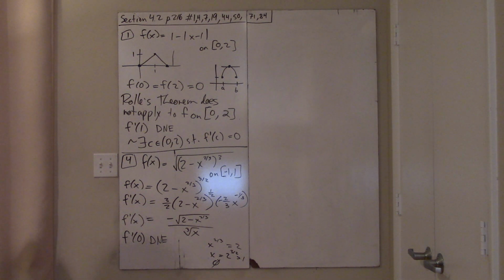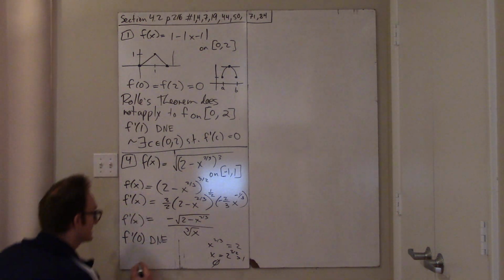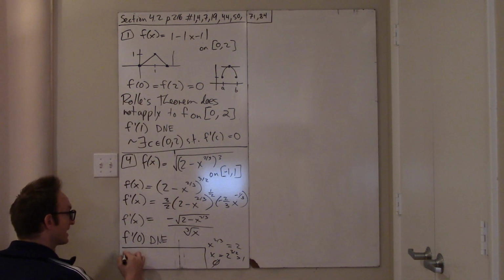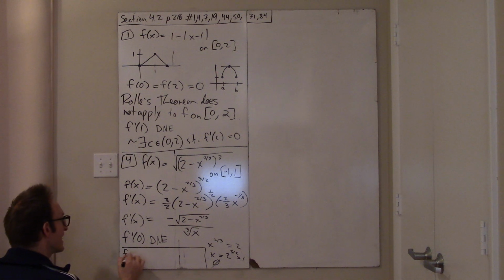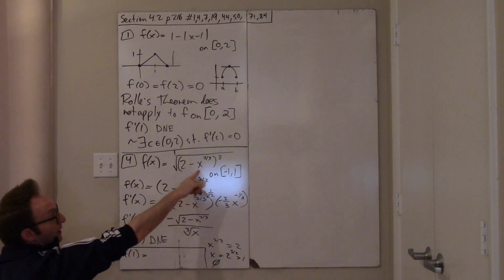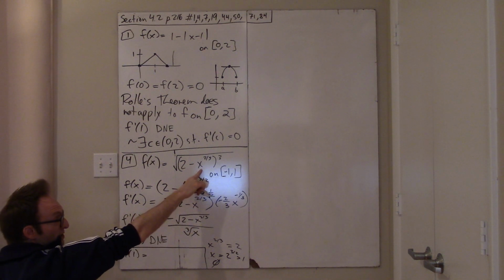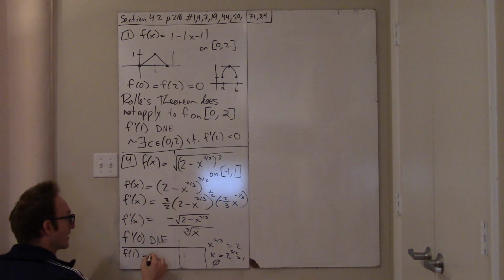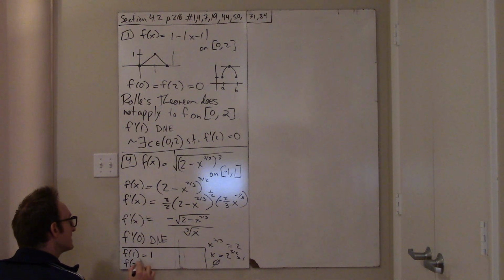And why would you be tempted to apply Rolle's theorem? Well, you would be tempted perhaps because, I failed to mention this, f of 1, if you plug in 1, you get 1 to the 2/3 is just 1, so that's 2 minus 1 is 1, and so you just get 1. And if you plug in negative 1, you also just get 1.